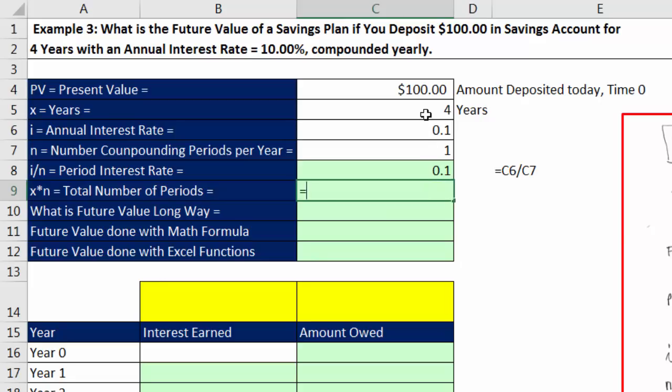When we take 4 total years times number of compounding periods per year, well, this one's easy because there's only 1 compounding period. This is the one situation where your total number of periods is exactly equal to years. That means 1 compounding period per year. All they're going to do is calculate the interest at the end of each year and put it in the account.